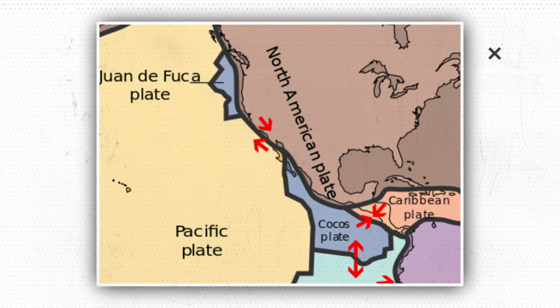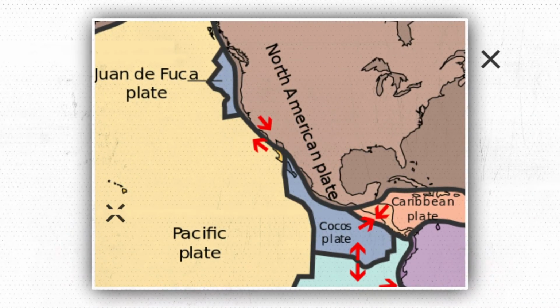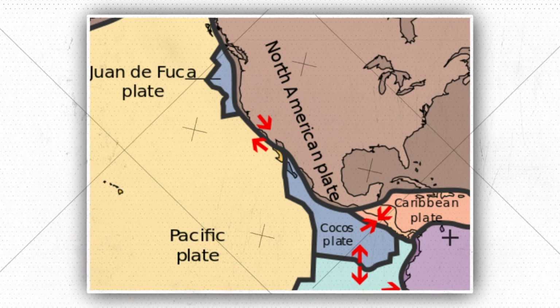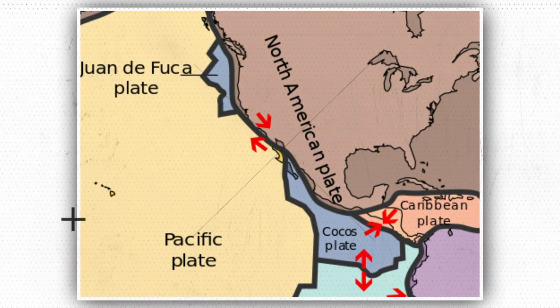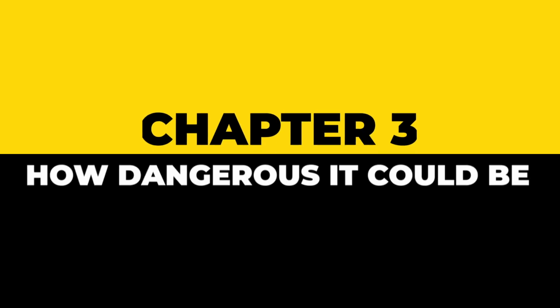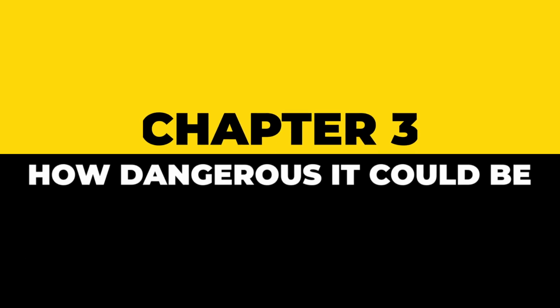These branching faults can be found in many places. Take note of the location on the map of the tectonic plates where the North American plate and the Pacific plate share a border. The San Andreas Fault is caused by the border in question. Chapter 3. How dangerous it could be.